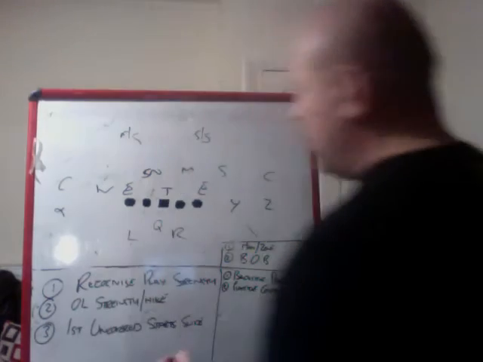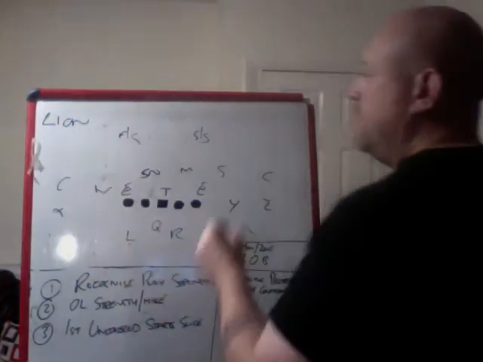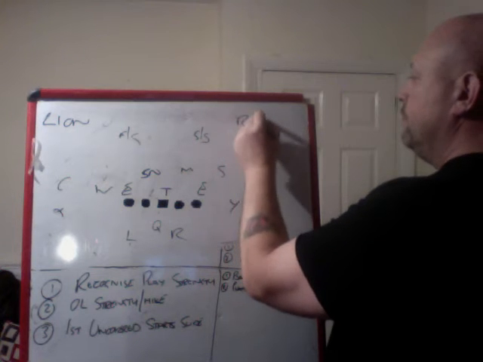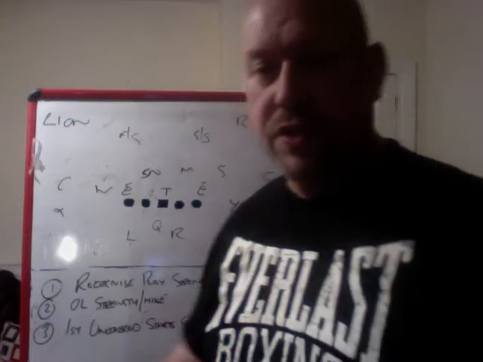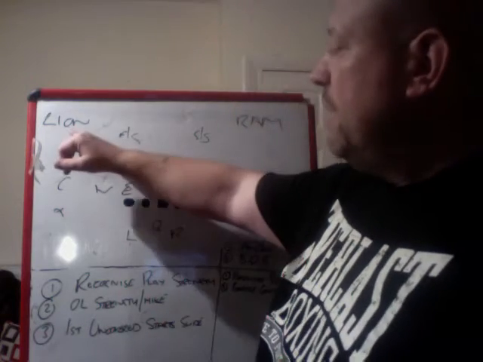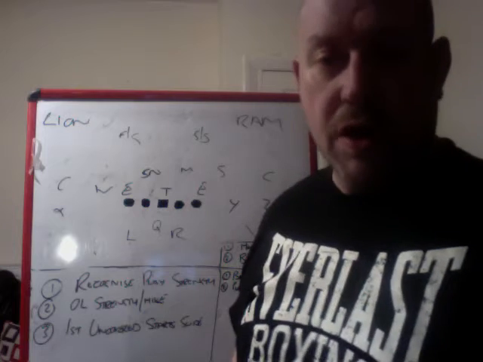So what I do, we're going to just give it animals. For the left, we're going to call it lion. You can change this every season. Left can be called lion. Right is called ram.